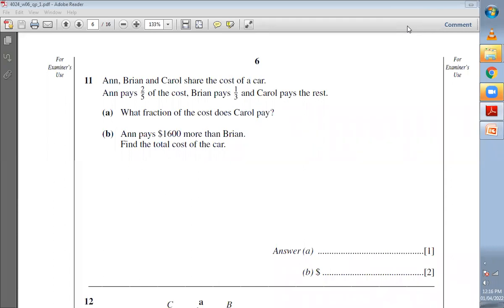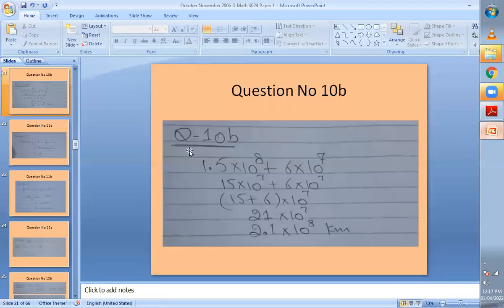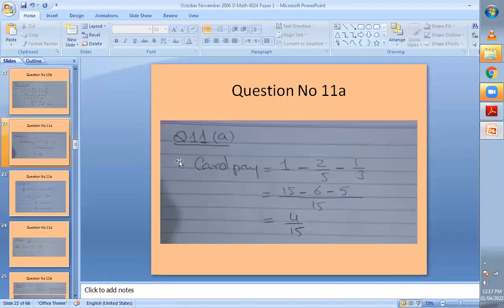Anne, Brain, and Carol share the cost of a car. Anne pays 2/5 of the cost. Brain pays 1/3, and Carol pays the rest. What fraction of the cost does Carol pay? The total in fractions is always 1. Because there are 3 partners and 2 shares are given in terms of fractions, 1 minus 2/5 minus 1/3 will give you Carol's share, because the total will always be 1 when you are working with fractions.